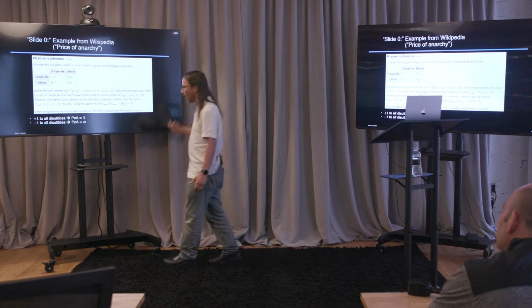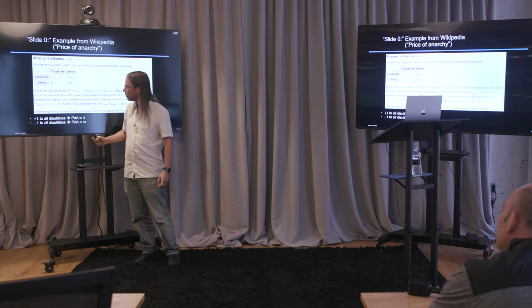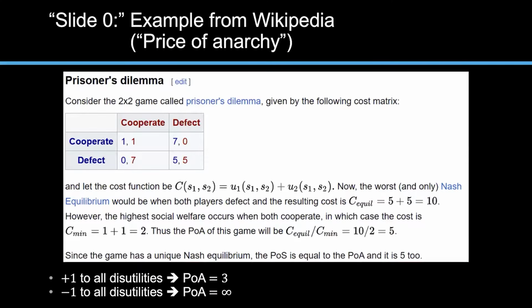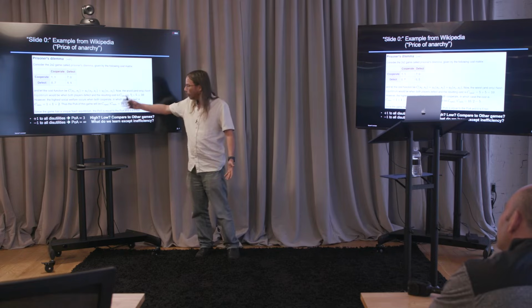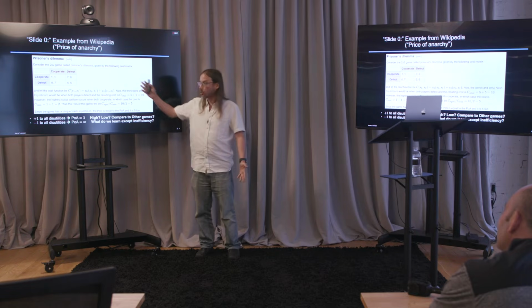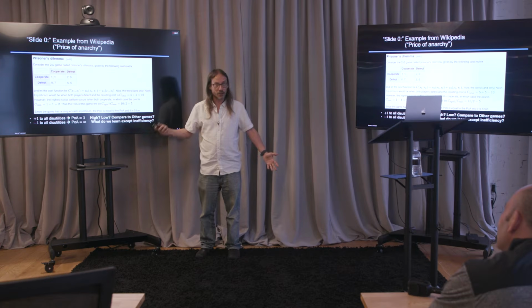If you subtract 1 from all these utilities, you need to take the ratio of 0 and 8, which gives you a price of anarchy of infinity. Price of anarchy is the ratio between the equilibrium, here the sum of utilities, and the first best. And this raises the question: is the price of anarchy here high? Is it low? How do we compare this to other games? Or more generally, what do we learn from these numbers, except that the equilibrium is not efficient?